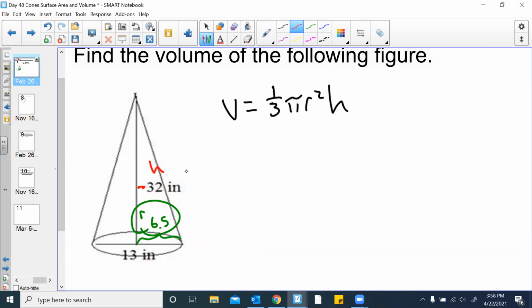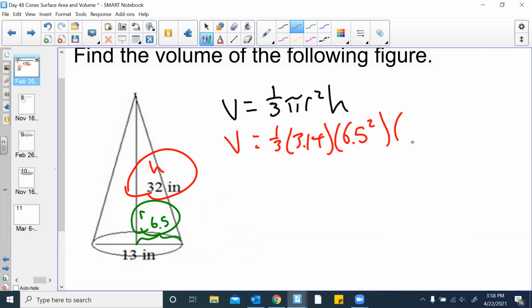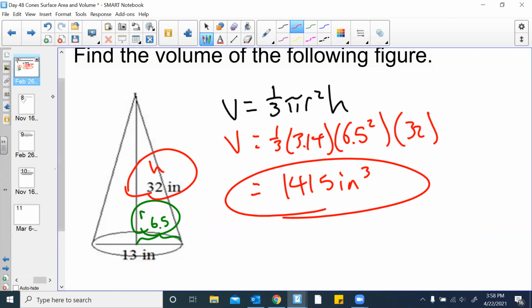I know it looks like it could be the slant, but if they only give you these numbers, they're definitely going to always give you what you can use to solve. So don't read too far into it. And I would get 3.14 times 6.5 squared times 32. And again, you just throw that in your calculator. And what you'll get is 1,415. And it's got an ugly decimal at the end of it. So I'm just going to go ahead and stop there and say that it's cubed.